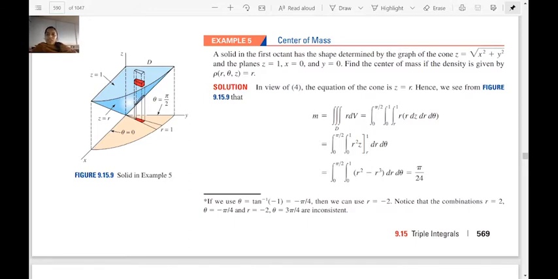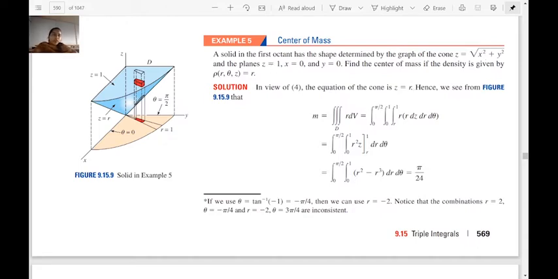So let's determine capital M first. M is nothing but the triple integral over D of rho into dV, right? Now dV will be replaced by dz dx dy, but dx and dy will be replaced by r dr d theta. So here first we shall integrate z. Here z varies from, it is given to us, root of x square plus y square. So x square plus y square is equal to r square, so root of r square is r. So z varies from r to 1.